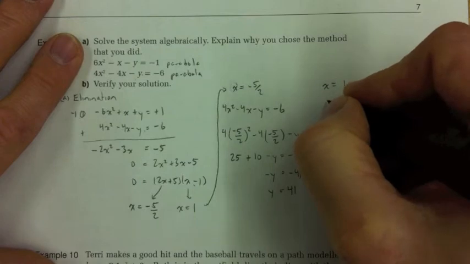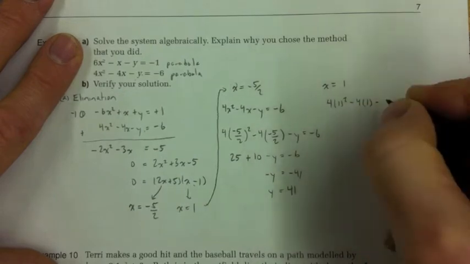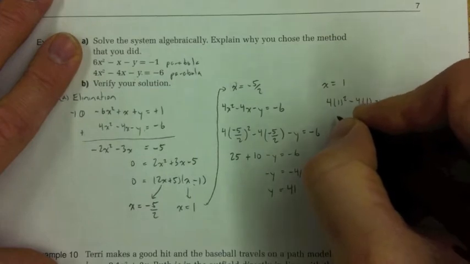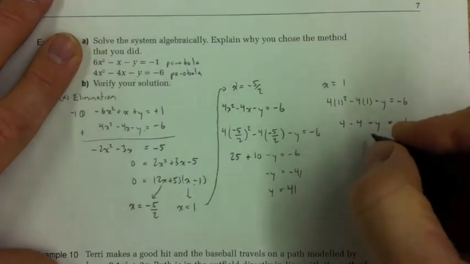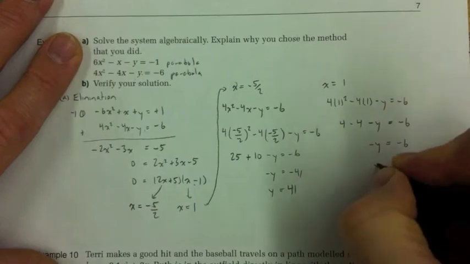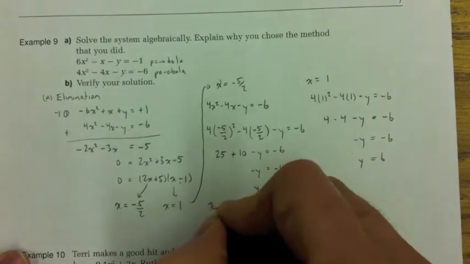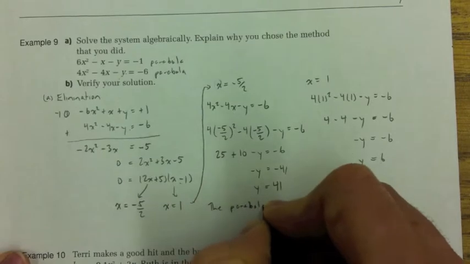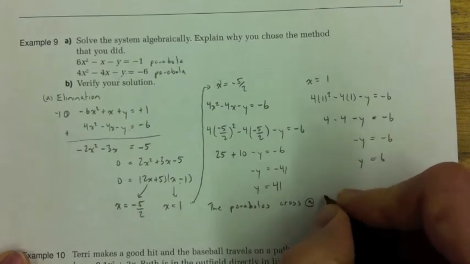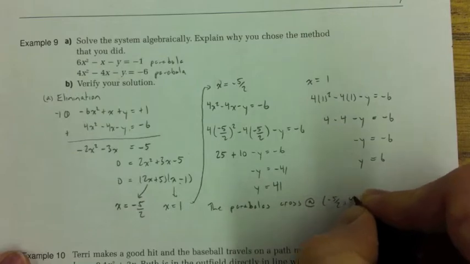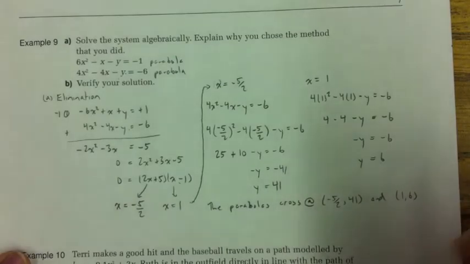Now to figure out our second point of intersection, we've got 4 times 1 squared minus 4 times 1 minus y equals negative 6. Which gives us 4 minus 4 minus y equals negative 6, so we get negative y equals negative 6, which gives us y is equal to 6. So we have two solutions here. The parabolas cross at 2 points, negative 5 halves and 41, and 1 and 6.